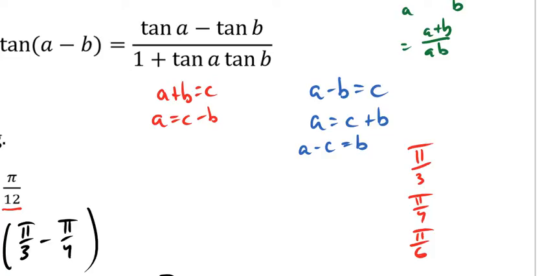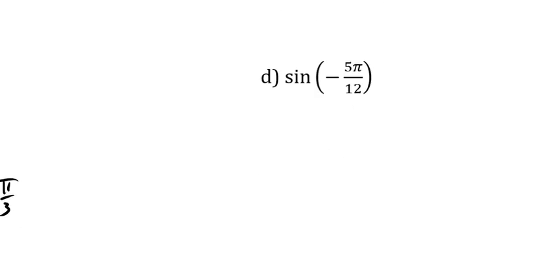A equals c plus b. So if I take c, which I know, it's negative 5 pi over 12, and I start adding stuff to it, I'm going to try to get a. So negative 5 pi over 12 plus pi over 4. Negative 5 pi over 12 plus pi over 3. Negative 5 pi over 12 plus pi over 6. So give that a try for a minute.